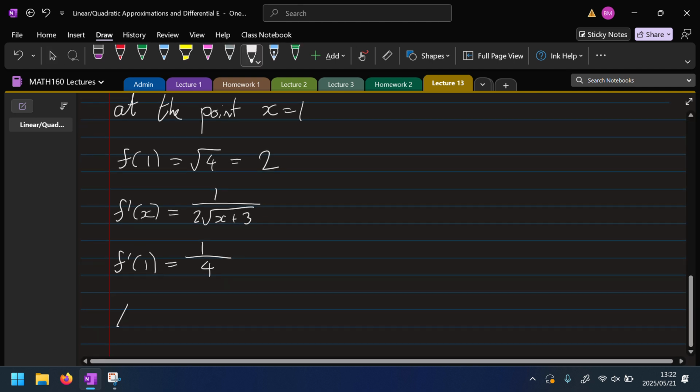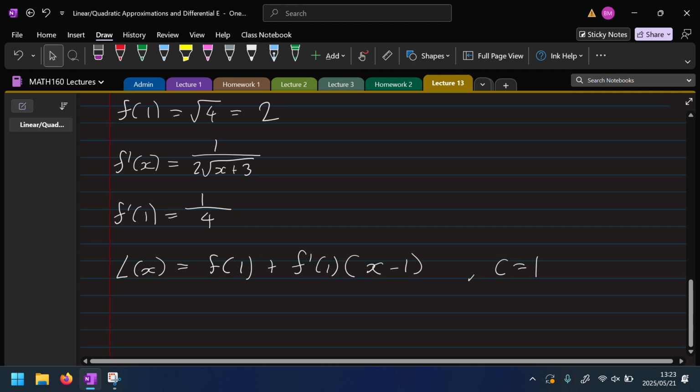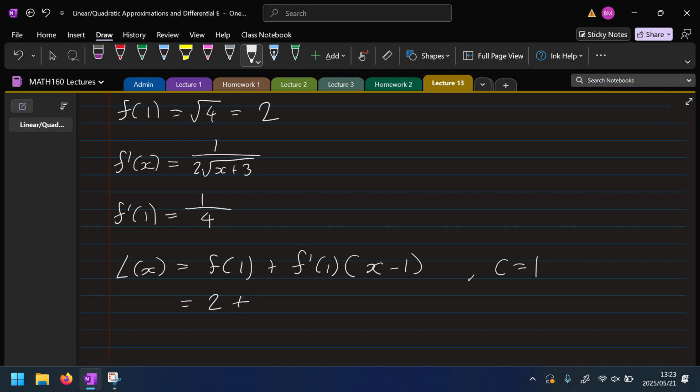So we can write out L of x. This is the function value at 1, because we know c is going to be 1, plus the first derivative at 1 times x minus 1. So here c is 1. Okay, and then we can substitute what we know. f at 1, we know that is going to be 2. f prime at 1, we know that's going to be a quarter. And then we have x minus 1.